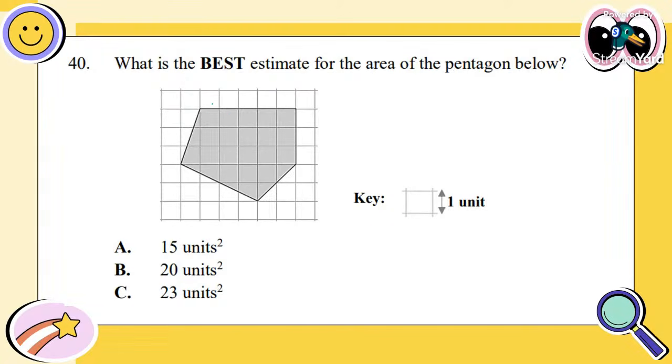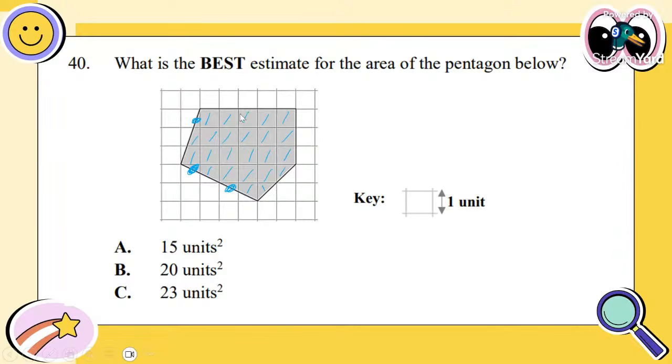1, 2, 3, 4, 5, 6, 7, 8, 9, 10, 11, 12, 13, 14, 15, 16, 17, 18, 19, 20, 21, 22, 23. And we could consider this and say 24, but it's an estimate. So if you counted 24, because we're not counting this little part here, we're not counting this little part either. We're not counting this little part. We have counted 23 square units.